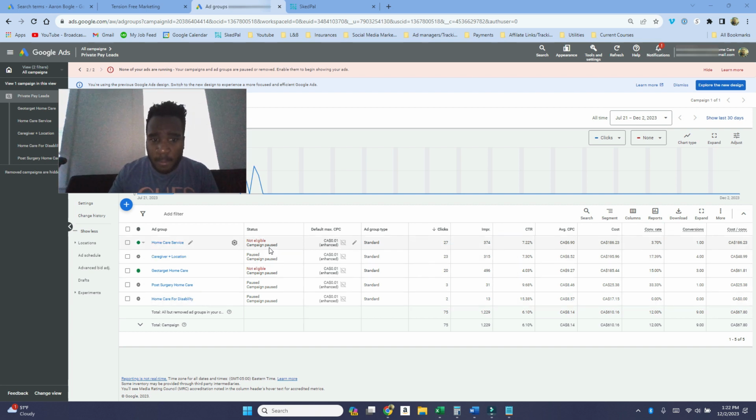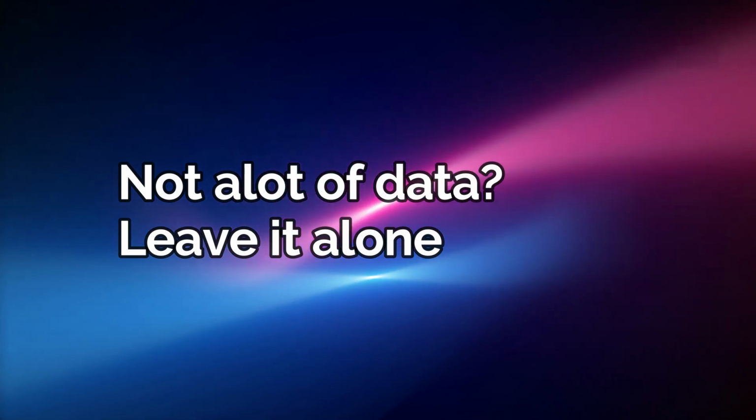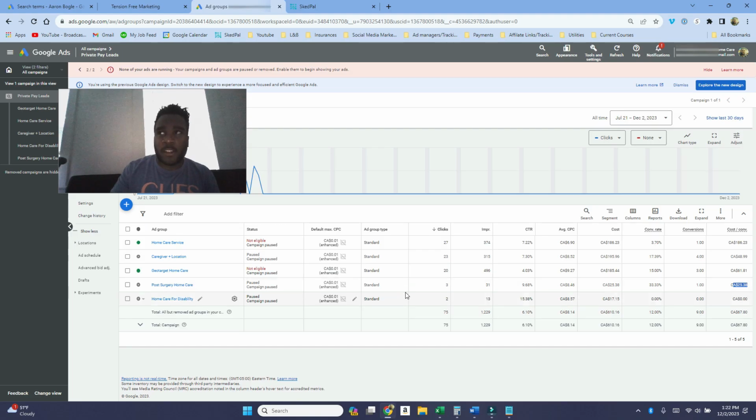So I'm seeing here that my caregiver plus location terms have a very good cost per conversion. So does my Geotarget Home Care and even the post surgery, but there's not much data here. So if there's not much data, I just usually leave it alone. And usually I don't make a decision until I get like 6 or 7 clicks.